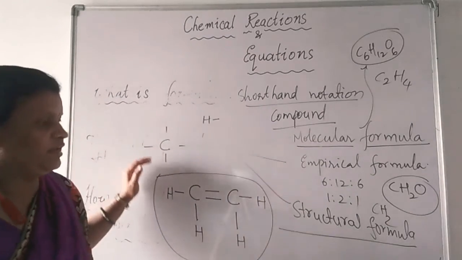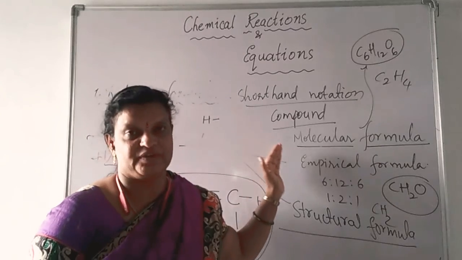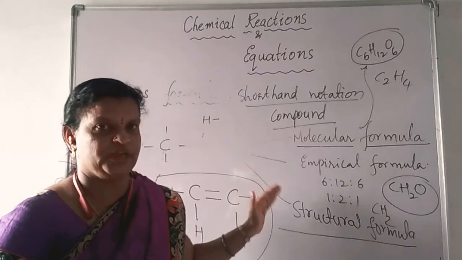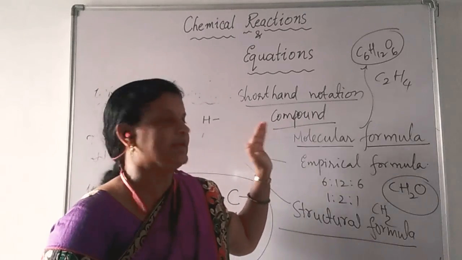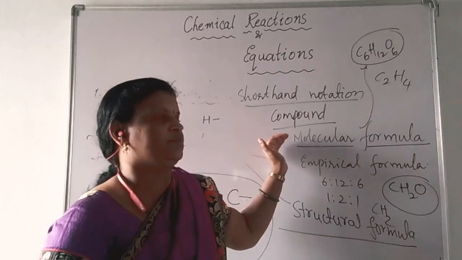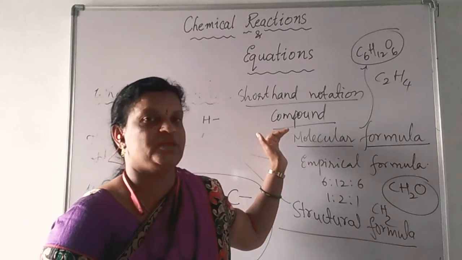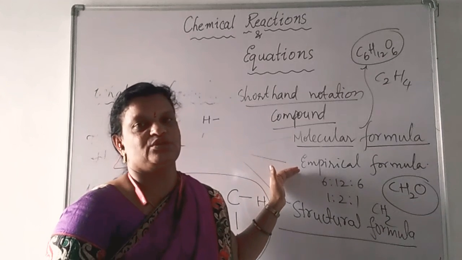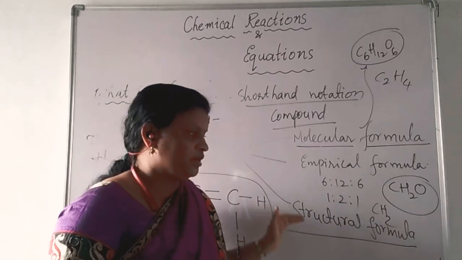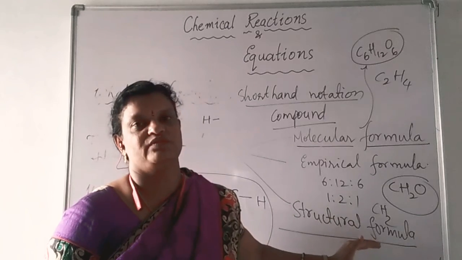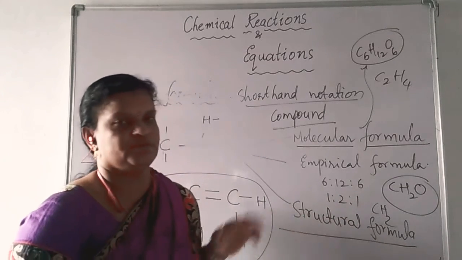So, like that we have 3 different types of formulas. Formulae, actually the word is formulae: molecular formula, empirical formula, structural formula. How many elements are there? What type of elements are there? Molecular formula. What is the simple ratio? Empirical formula. How many bonds are there? What type of bonds are there? What is the structure? Structural formula. Like this you can know the information.